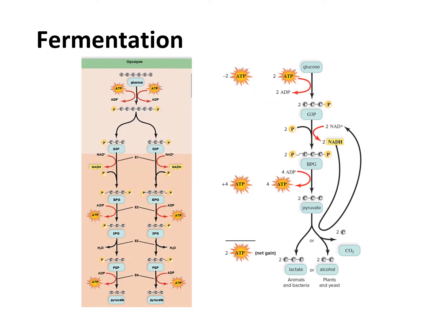Fermentation is a type of carbohydrate metabolism that occurs when oxygen is not present. And when oxygen is not present, we refer to that environment as anaerobic.